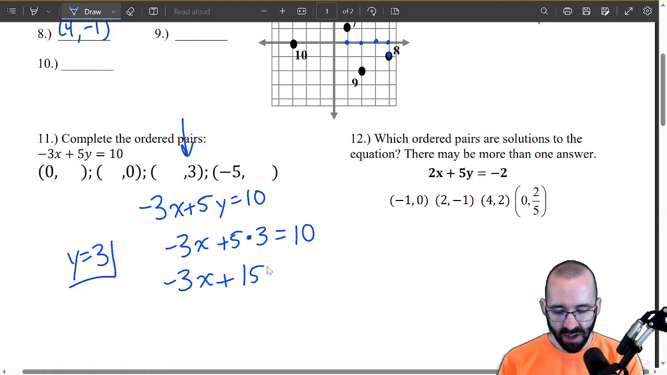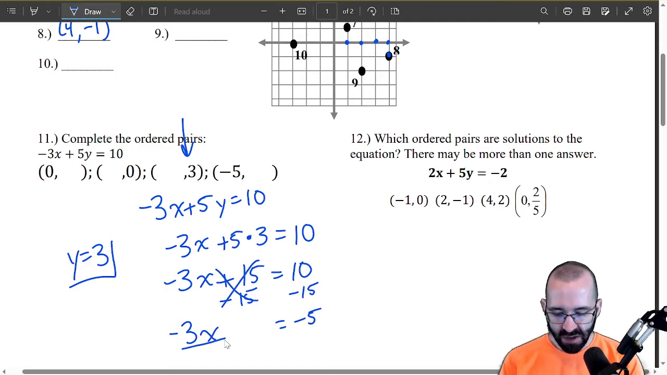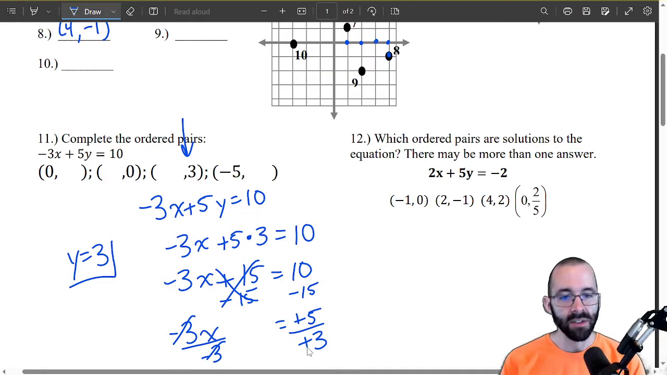5 times 3 is 15. We need to get x by itself, so we subtract 15 from both sides. Becomes -3x. This cancels out. 10 minus 15 is -5. Divide both sides by -3. Again, it will cancel out. You should get x is, the negatives cancel, so x is 5/3.